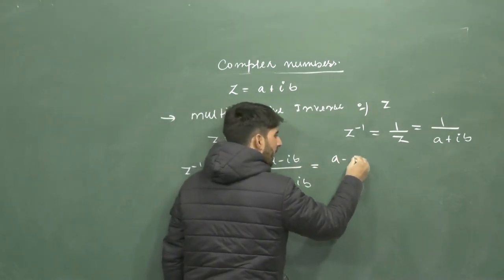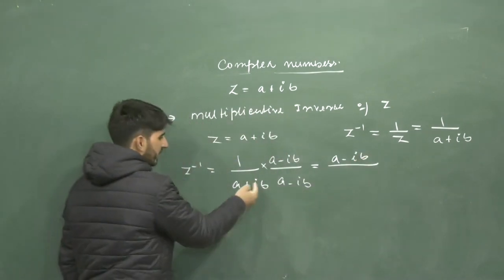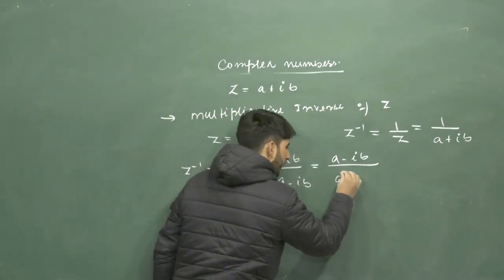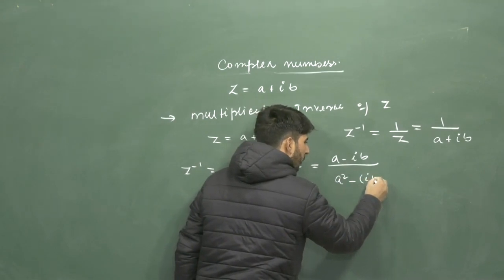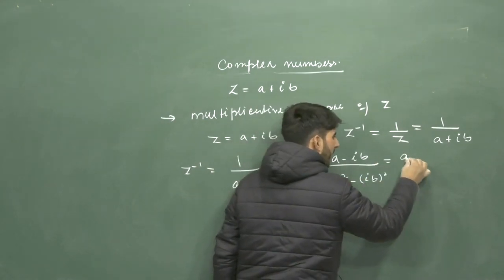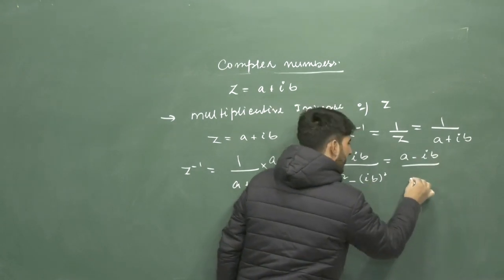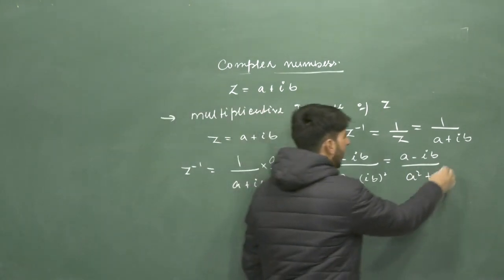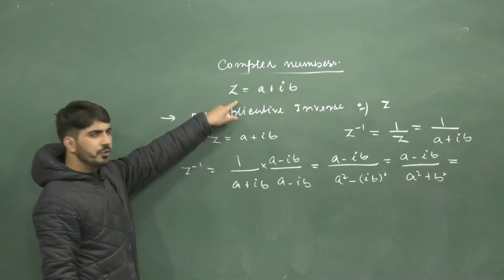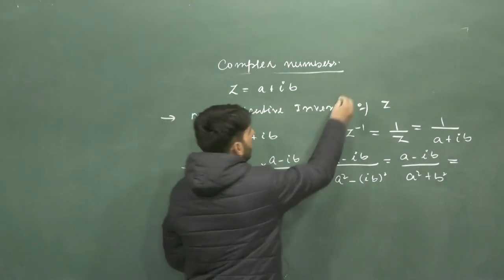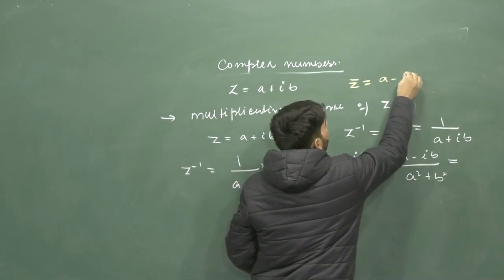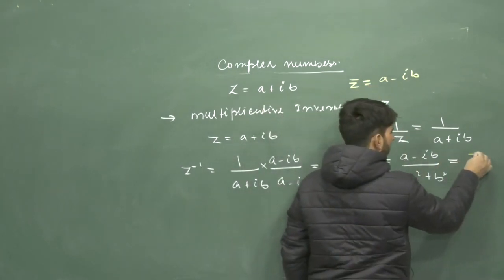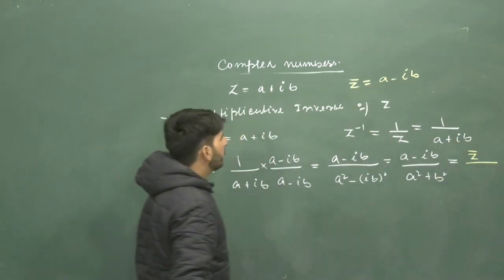This is equal to a minus ib divided by, this is (a plus ib)(a minus ib), which is equal to a square minus i square b square, which is equal to a minus ib divided by a square plus b square. Now, as we know, a minus ib is the conjugate of the complex number, so z bar is equal to a minus ib. So we can directly write a minus ib as z bar divided by a square plus b square.